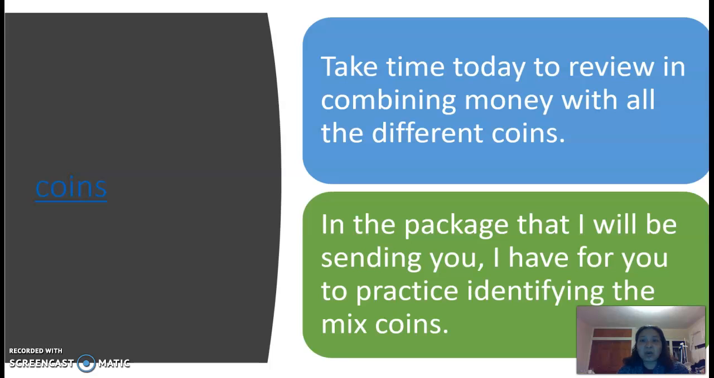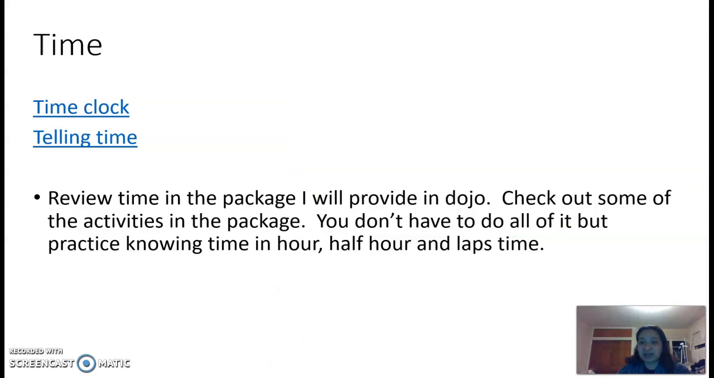So the first thing can be to talk about coins. Like I said before, take your time today to review and combine money with all the different coins. I'm sure you have some coins in your house. You can use those, and then I have packages for you to identify. For time, I posted two things. I'm not sure if it's going to go through, but I'm going to post extra on here as well, so that you can go to the link. Like I said, you don't have to turn anything in for me. It's just for you to practice so that you can learn how to tell time.